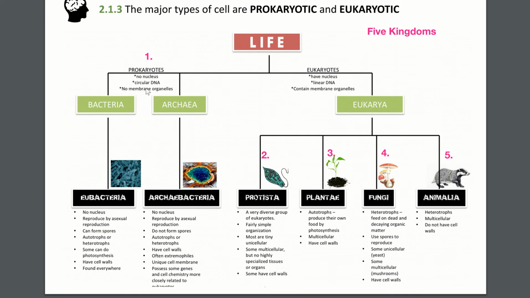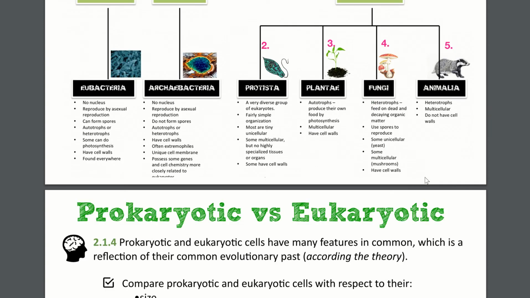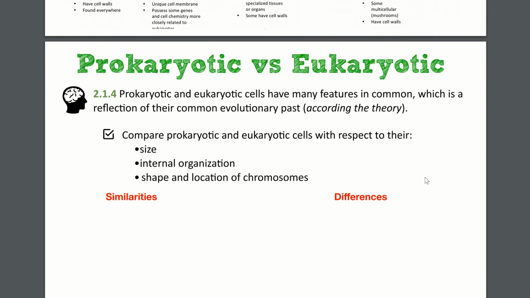Prokaryotes don't have a nucleus, they have circular DNA but not linear DNA, and they don't have membrane organelles. So the five kingdoms are prokaryotes, protista, plantae, fungi, and animals. This is pretty weird, as you can see that prokaryotes include eubacteria and archaea. Bacteria and archaea are pretty similar, but there are some differences, that's why they're given different names. But under the eukaryotes, there are protista, plants, fungi, animals. And we will go on to explore the differences between them.